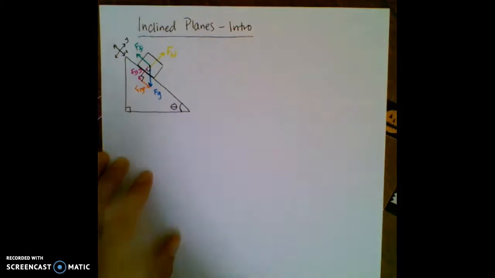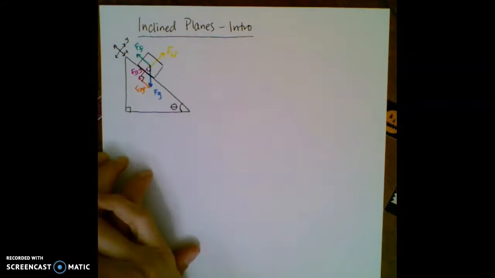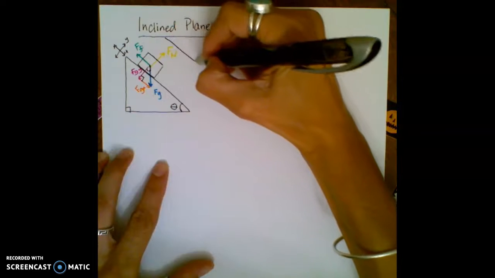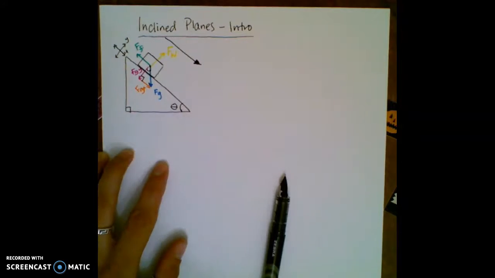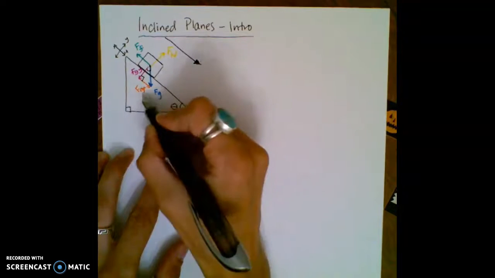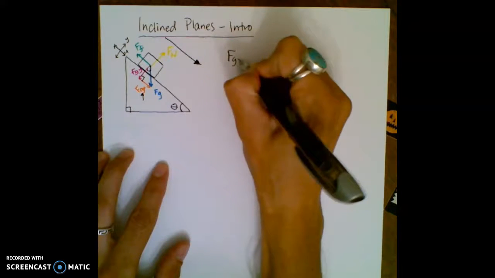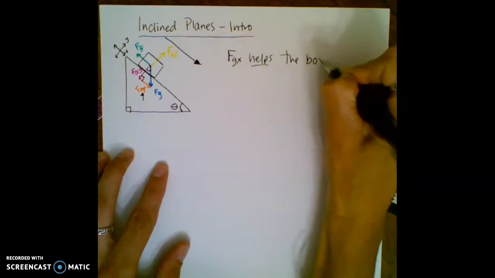Okay. So with this free body diagram, I can discern a few things. I can say, if there's no applied force on this box, how is it that it's going to be moving down the incline? Well, there has to be some force that's helping it move down the incline. And if we're moving this way, helping forces would be pointing in the same direction. So what force or part of a force is pointing in the same direction of the motion? Well, that would be FGX. So FGX helps the box move down the incline in this scenario.